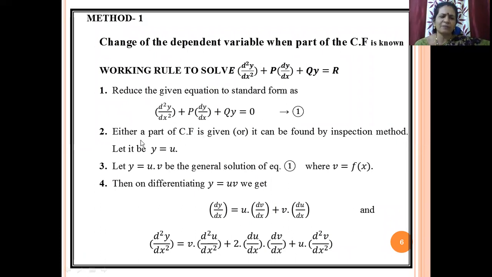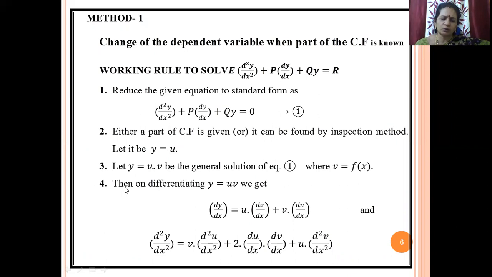Now the second step is that either a part of the complementary function is given or it can be found by the inspection method. Let it be y is equal to u. Right? Now coming to the third step, let y is equal to u into v be the general solution of equation 1, where v is equal to f of x.